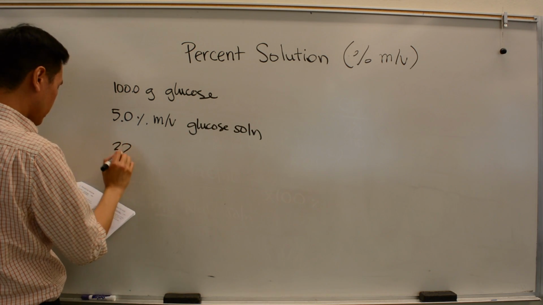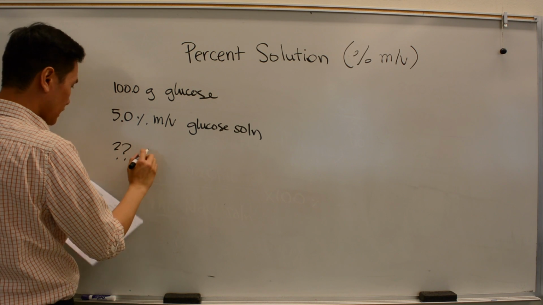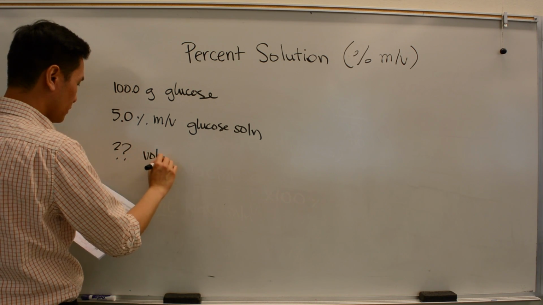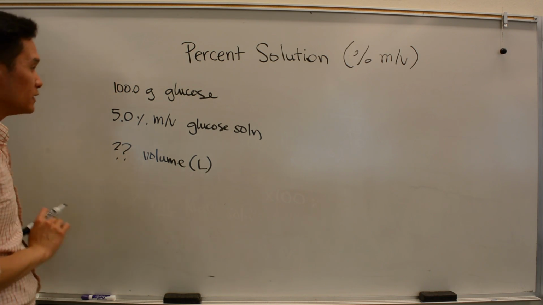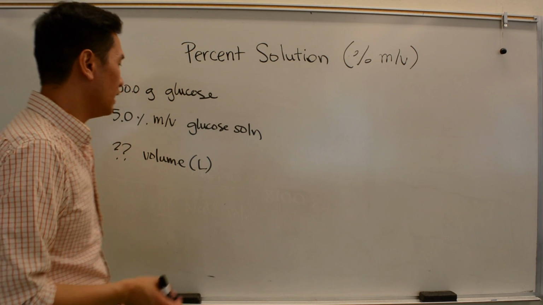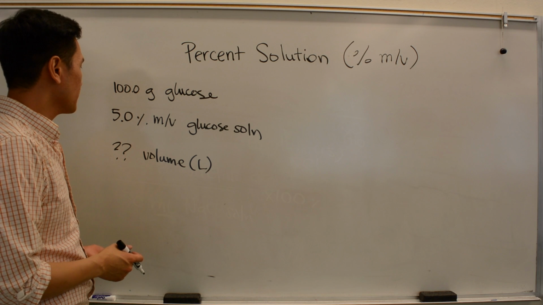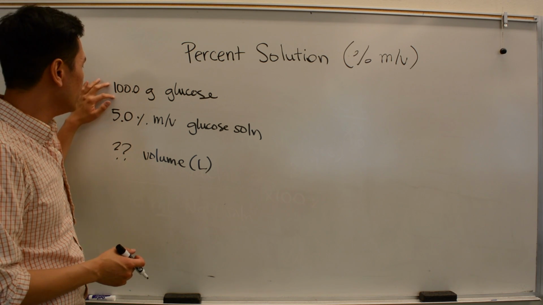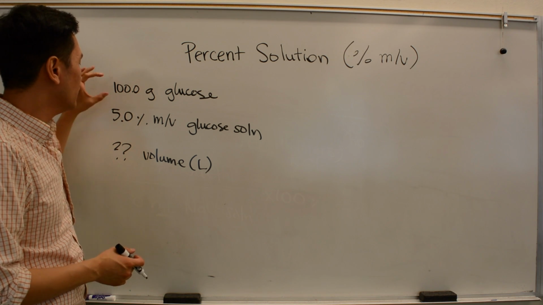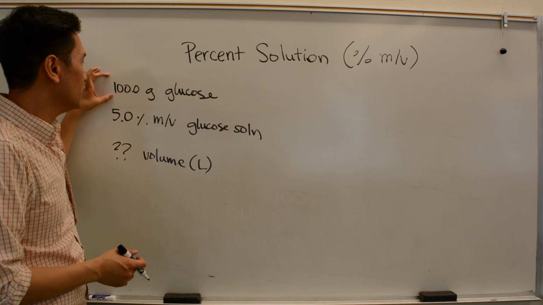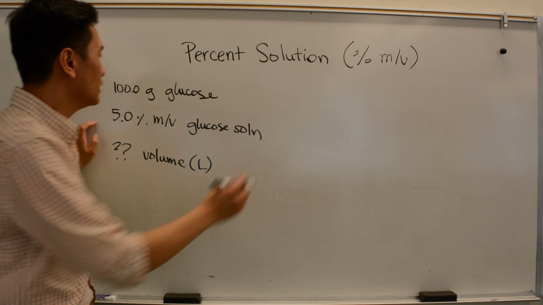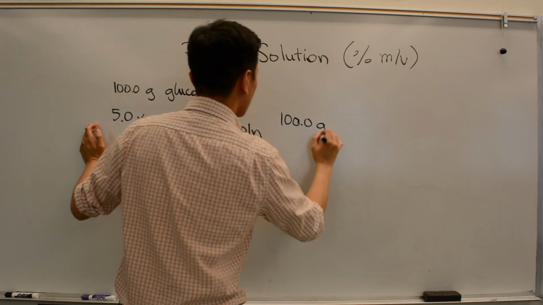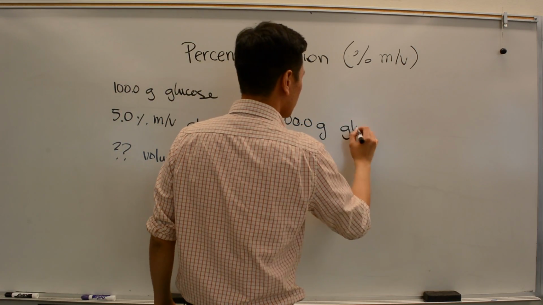What we need to find out is the volume in terms of liters. Right, so how will we set this up? How would we set up this equation? Our given is that we need to find the volume in a 5% solution that contains 100 grams of glucose. So that's what we're going to start out with: grams of glucose.